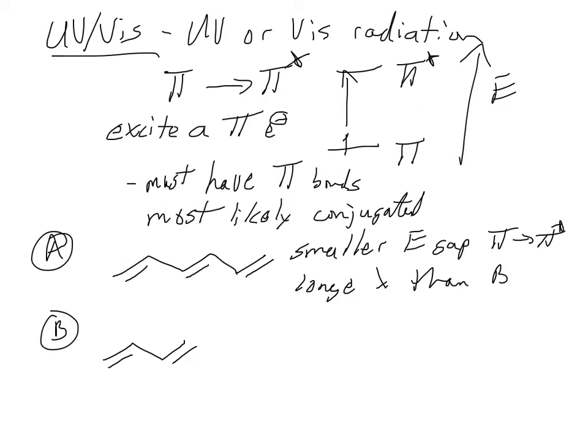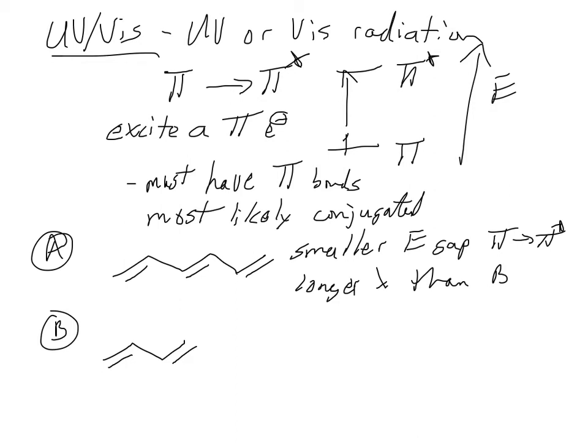Is that lambda max or is that something different? Lambda max is this. Yep, this is this. That's the wavelength that it takes to go from pi to pi star. So if you have more conjugation, your energy gap between pi to pi star is less. So it takes less energy to go from pi to pi star, so you're going to need a longer wavelength than you would normally. More conjugation, longer wavelength, smaller energy gap.